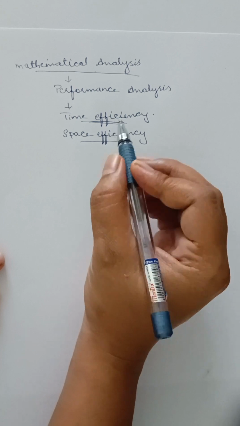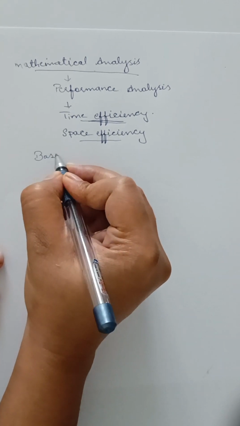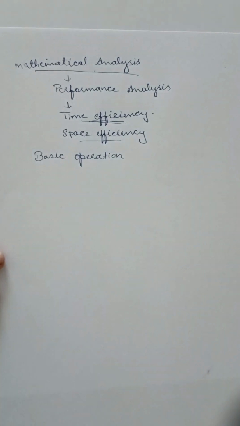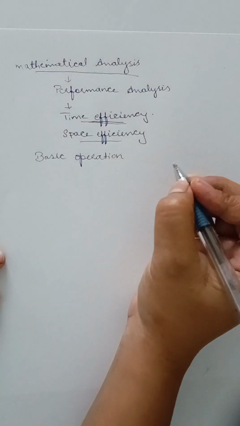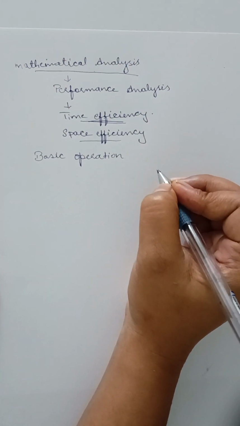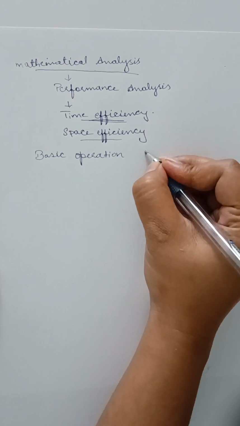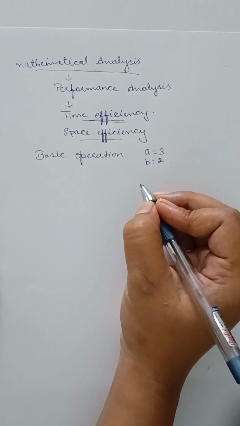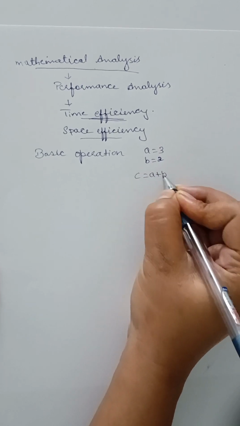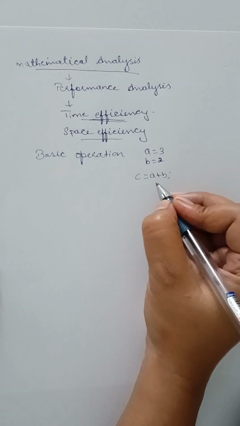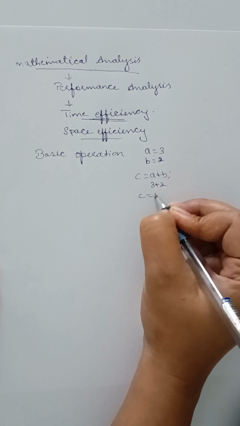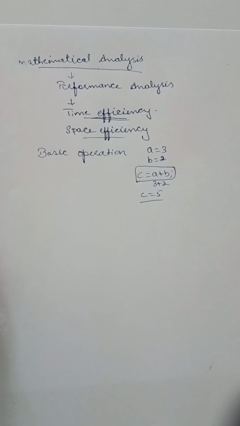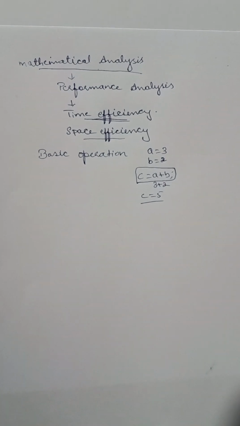In order to go for mathematical analysis, first we must know about the concept of basic operation. What do you mean by basic operation? Each and every algorithm will have its basic operation. For example, if I take addition of two numbers, I'll go with the parameters a equals 3 and b equals 2. How will you calculate the addition? c equals a plus b. So with a as 3 and b as 2, you will find c equals 5. This is the basic operation we are performing in order to find the addition of two numbers.